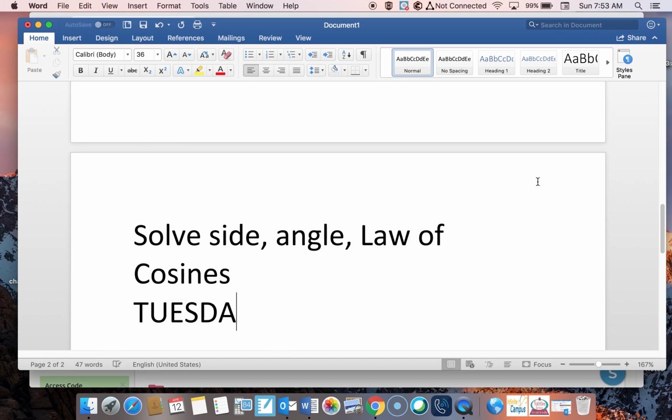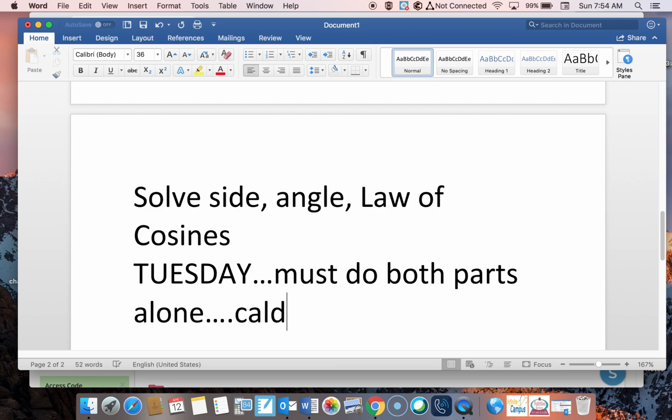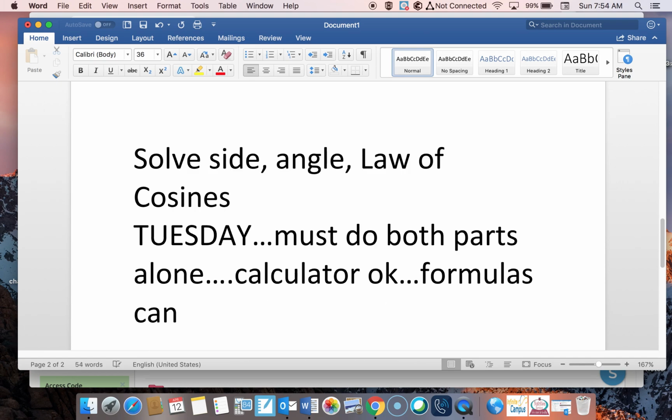It's Tuesday. You must do both parts alone. Calculator is okay. Your formulas, you can look at them. I certainly won't be able to. We will be having problems mixed up. Some kids will get different ones of equal value, and then this is to be done on your own.